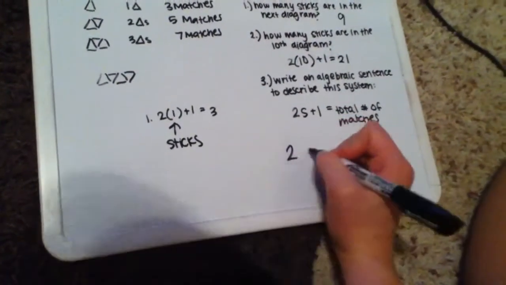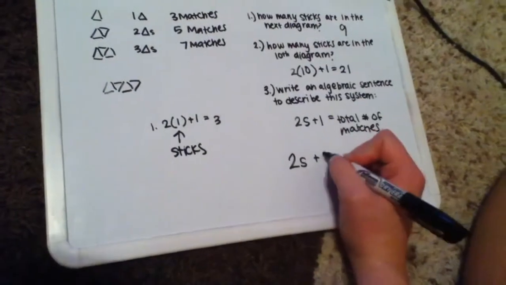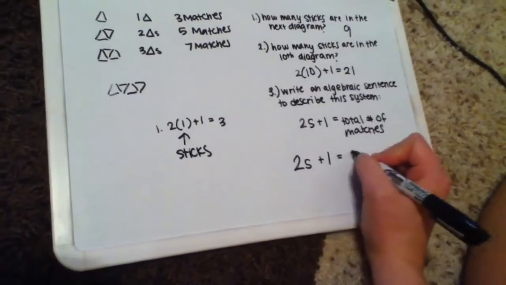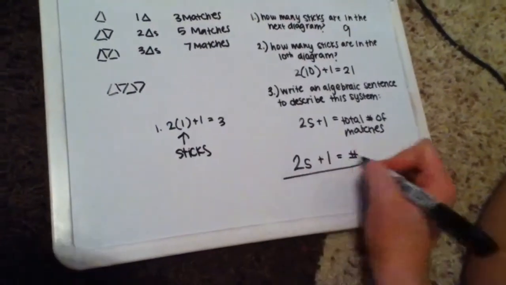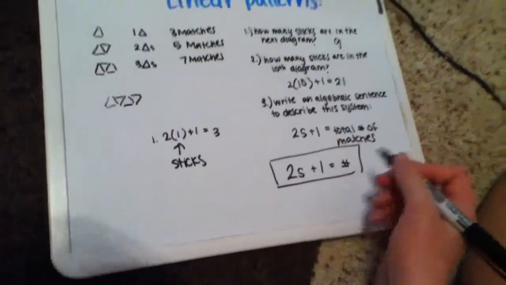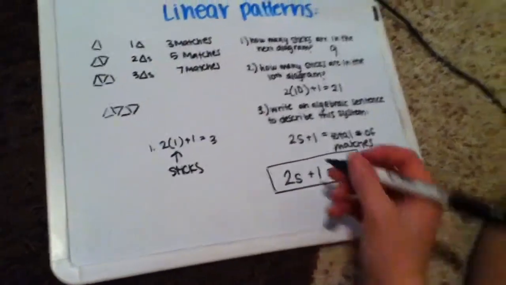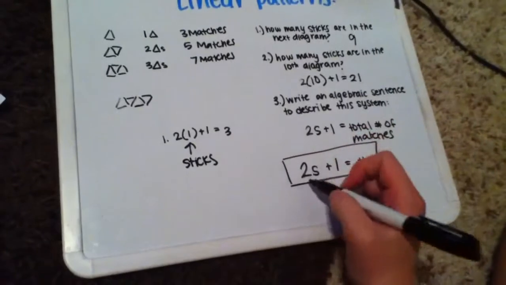So 2s plus 1 equals the number that we need. So that will be our algebraic expression. So now we can use that for anything we might need. So let's say we wanted to do the 20th.